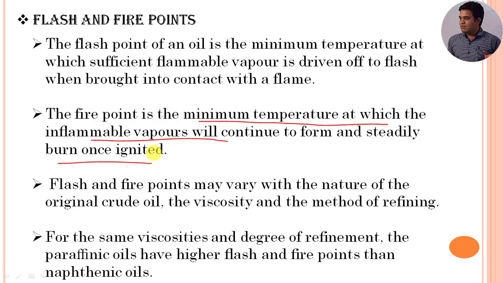Flash and fire points may vary with the nature of the original crude oil, the viscosity, and the method of refining. For example, for the same viscosities and degree of refinement, paraffin oils have higher flash and fire points than naphthenic oils.